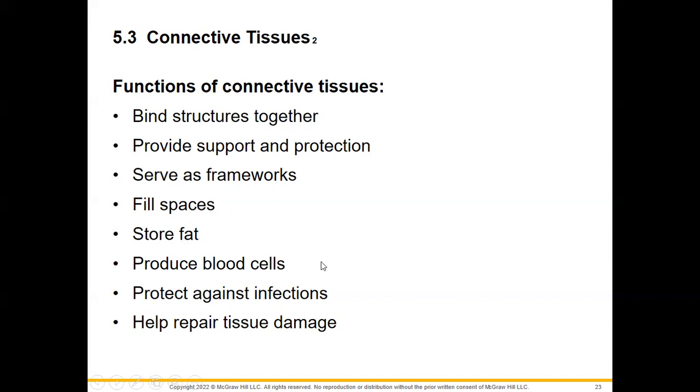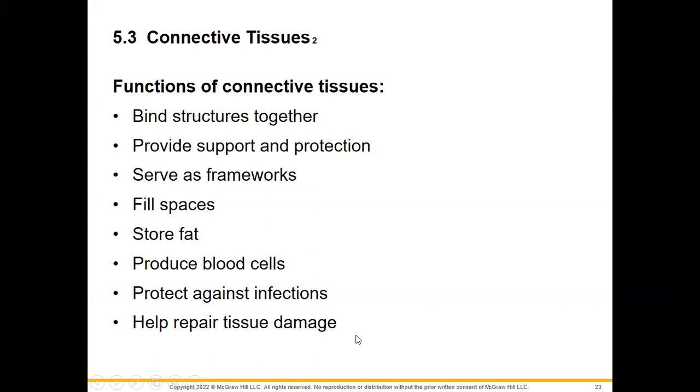It produces blood cells. Red blood cells and white blood cells are all types of connective tissue. And the cells that produce those red blood cells, for example bone marrow. Bone marrow is a type of connective tissue that produces blood cells. It can protect against infection. I told you that white blood cells were one of the blood cells that the bone marrow produces, and of course that helps fight against infection. So connective tissue helps against infections.